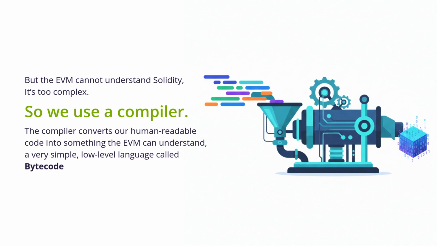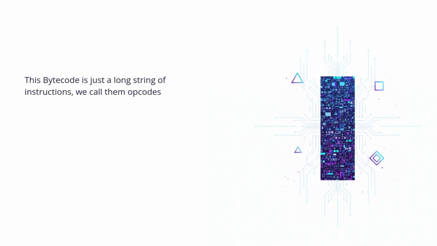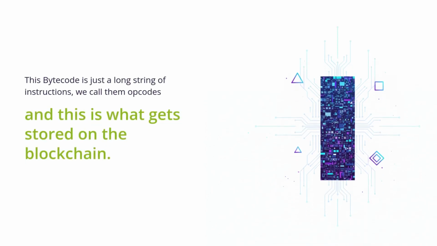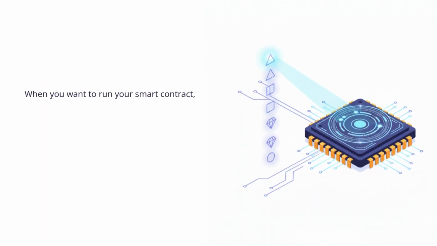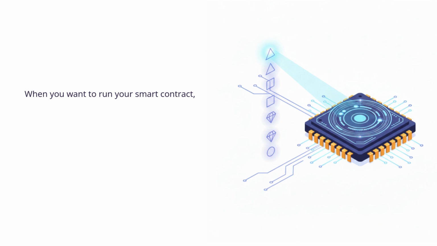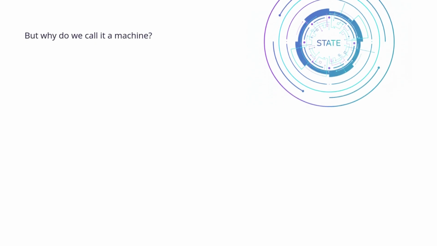A very simple low-level language called bytecode. This bytecode is just a long string of instructions. We call them opcodes, and this is what gets stored on the blockchain. When you want to run your smart contract, the EVM loads that bytecode and executes it line by line, instruction by instruction. But why do we call it a machine?